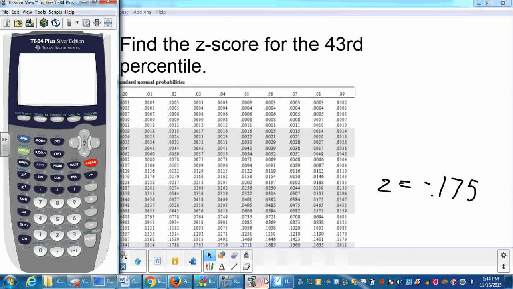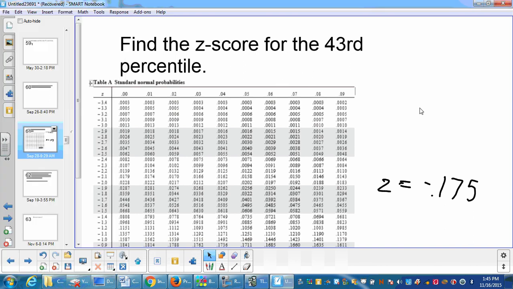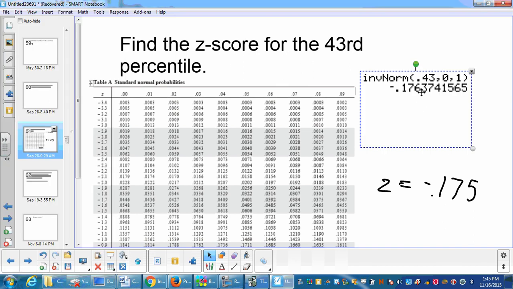To find this with our calculator, I hit second vars to bring up the distribution. Inverse norm is number 3. Since it's the 43rd percentile, the area to the left is 0.43. We'll type in 0.43 and not change this, and hit enter. And we got negative 0.176. So that's more precise for the 43rd percentile of a normal distribution than I got using the tables.